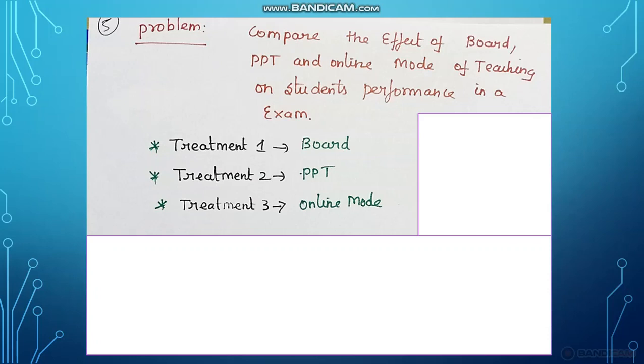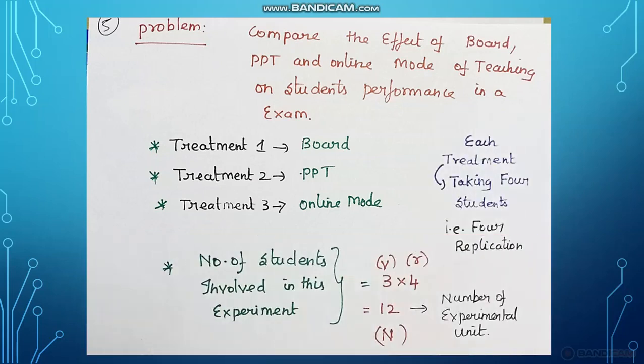For this you can use ANOVA. In this example, for each treatment I am taking 4 replications, that is 4 students. So the total number of students will be 3 into 4, that is 3 treatments and 4 replications. In each treatment I am taking 4 replications, that is 4 students. So the total number of experimental units is 12.